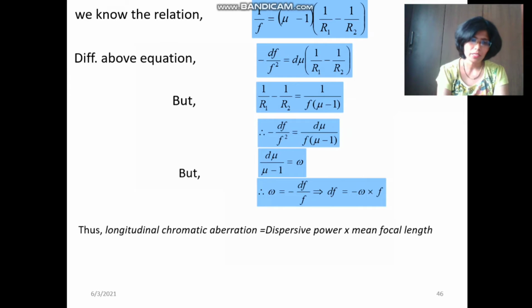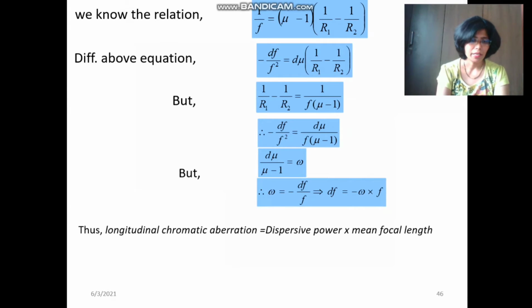Now, differentiating this equation with respect to f, we can write it as minus df/f squared equal to d mu into (1/r1 - 1/r2). But as we know, 1/r1 - 1/r2 is equal to 1/(f(mu - 1)). So we substitute this value and we can write minus df/f squared is equal to d mu/(f(mu - 1)). So minus df/f is equal to d mu/(mu - 1).